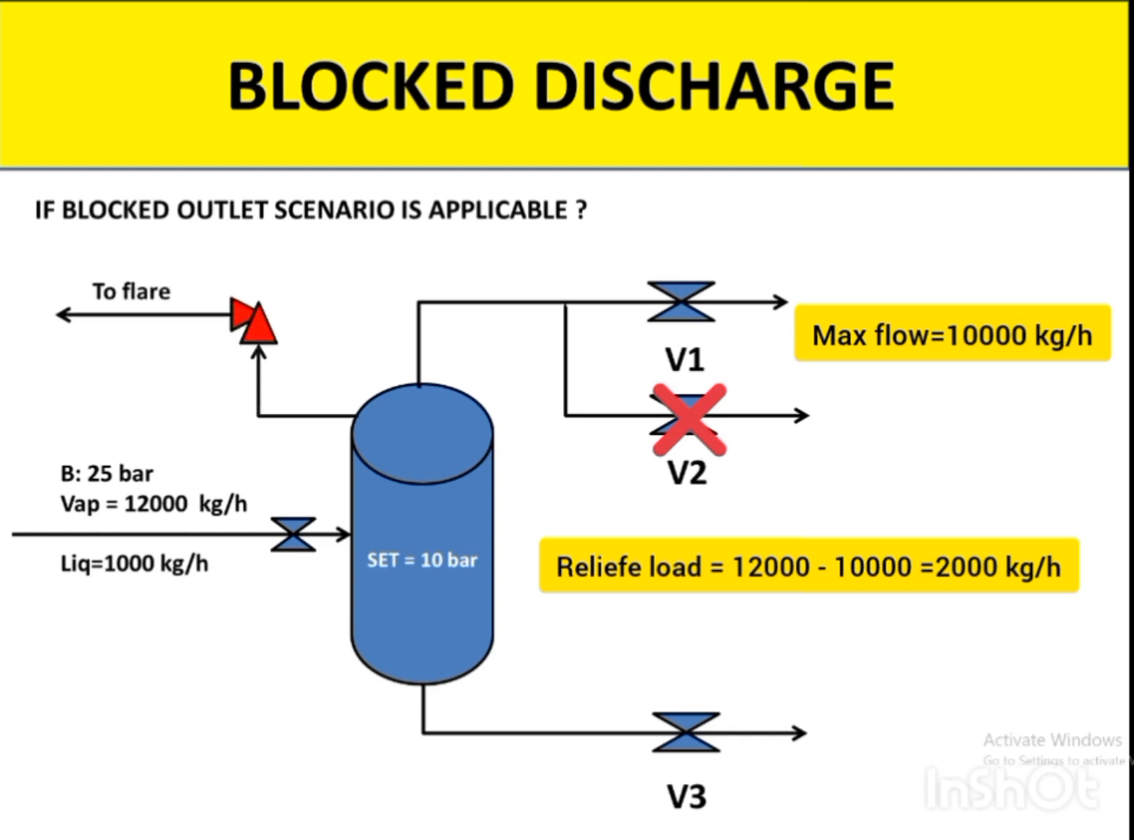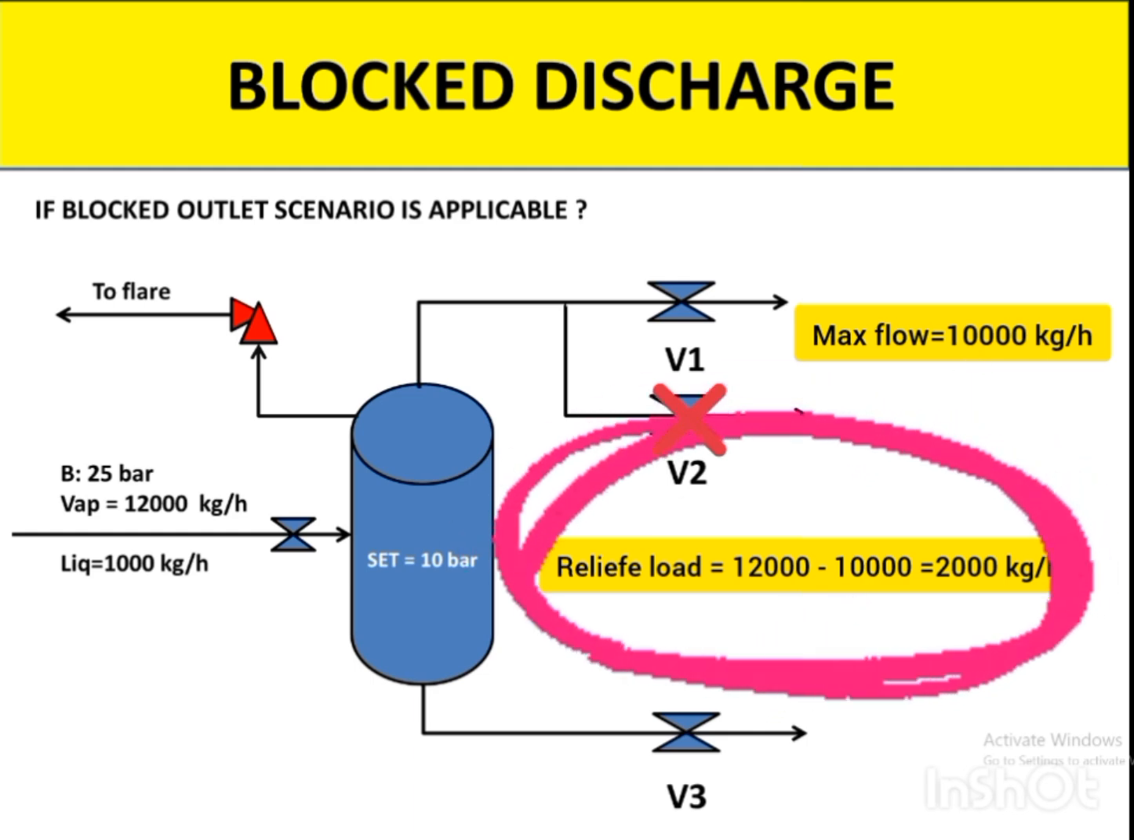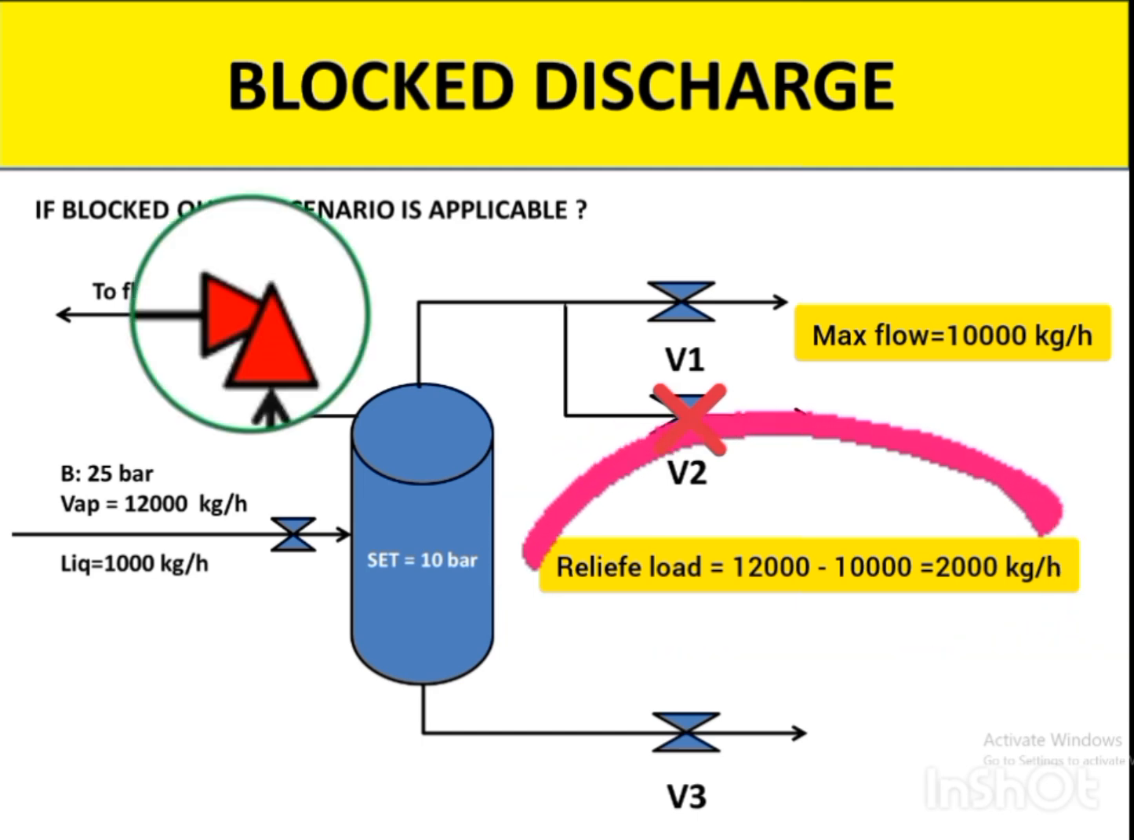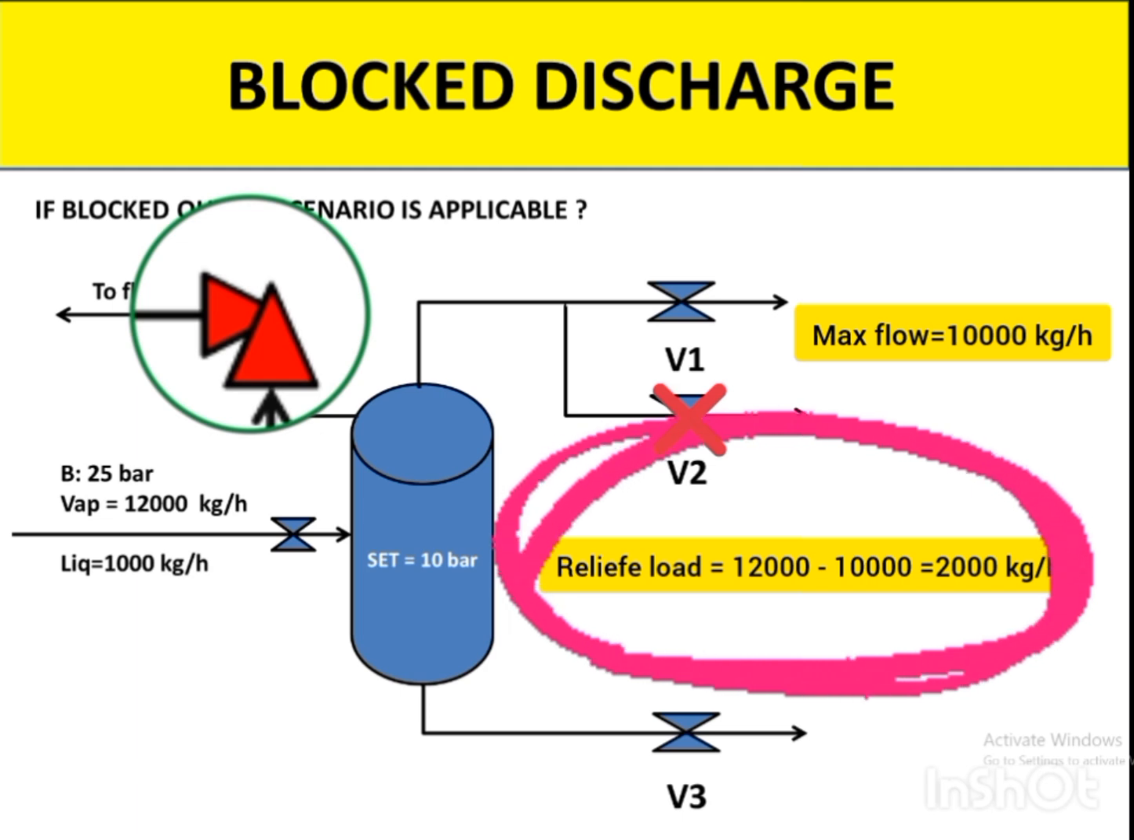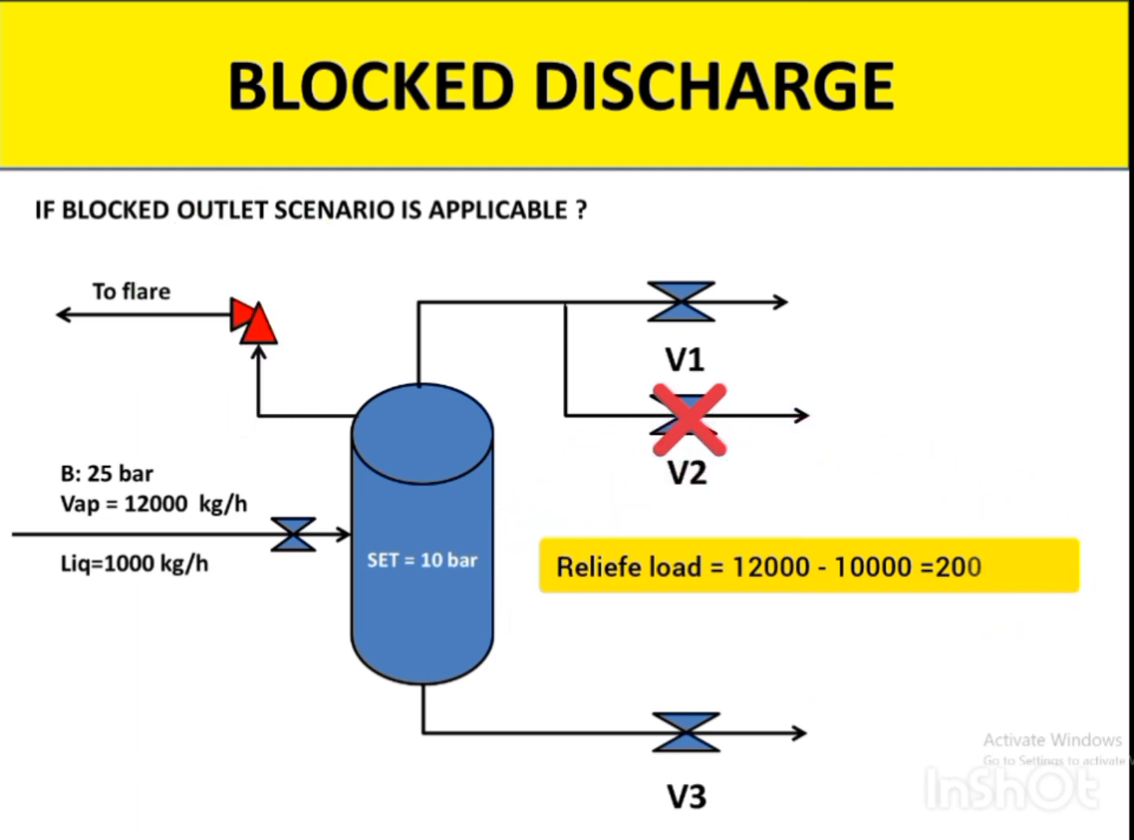That is the relief load. Relief load equals the amount of vapor that goes into the vessel, which is 12,000 kilogram per hour, minus what valve 1 can handle, 10,000 kilogram per hour, which equals 2,000 kilogram per hour. So the relief load for this PSV is 2,000 kilogram per hour.